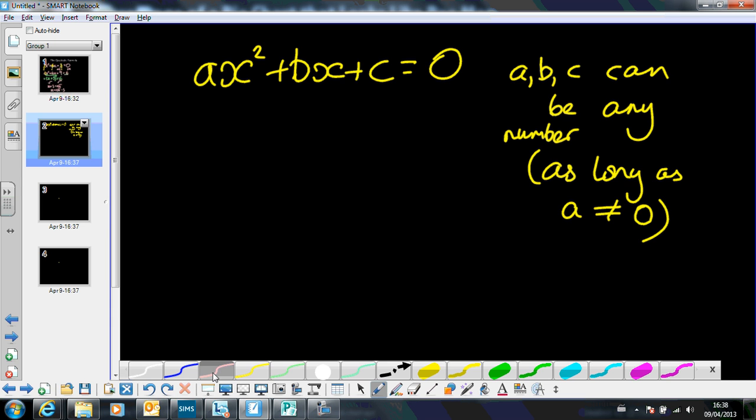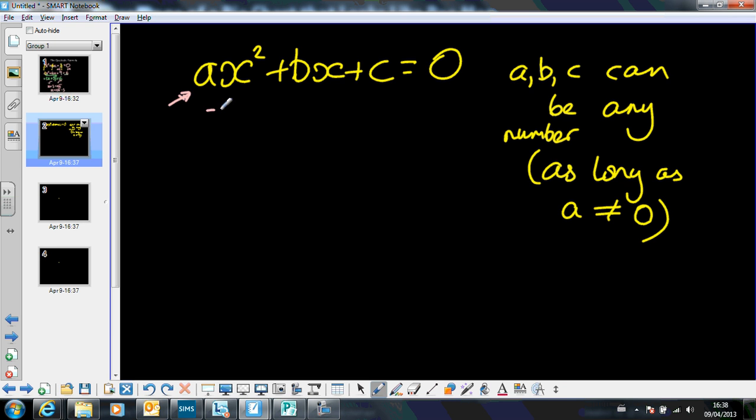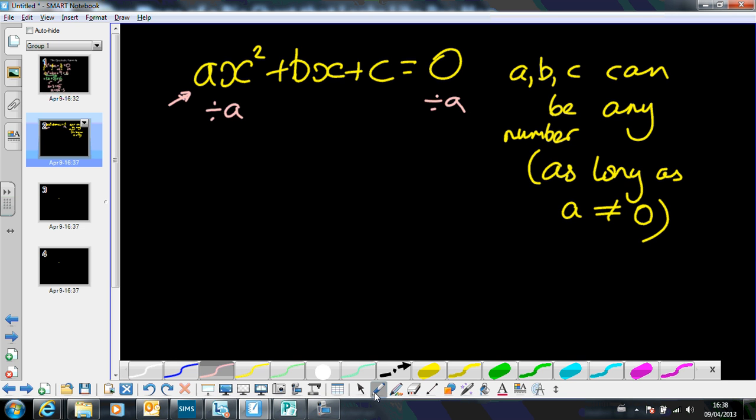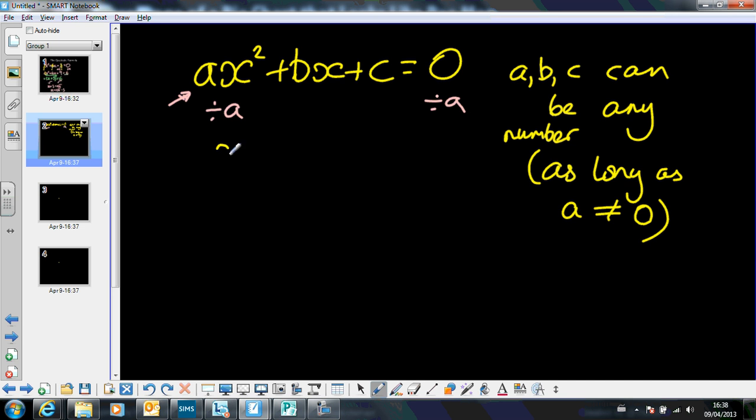So, we did this before. First thing I'm going to do is get rid of the a by dividing the left and the right of the equation by a. Get 1x squared plus b over a x plus c over a, because everything gets divided by a, equals 0. 0 divided by a is obviously 0. So that's the first step. Now we can complete the square.